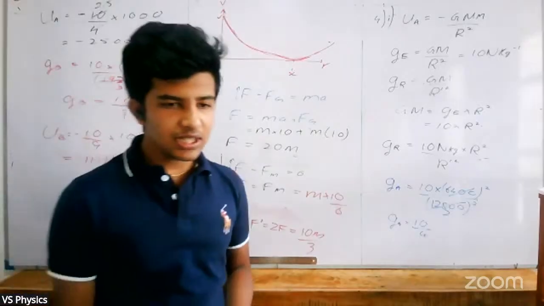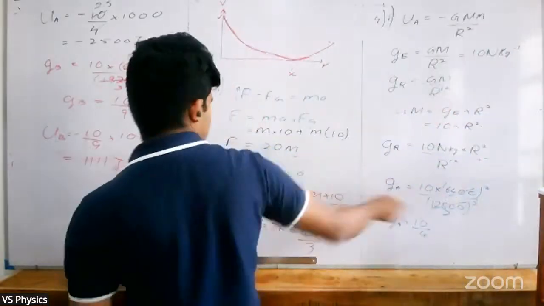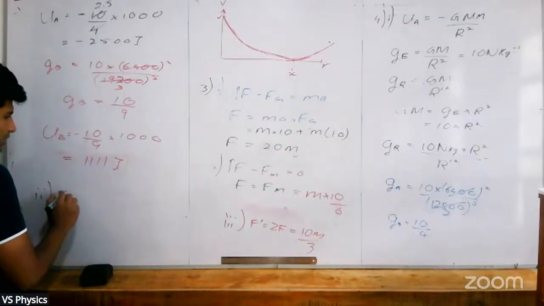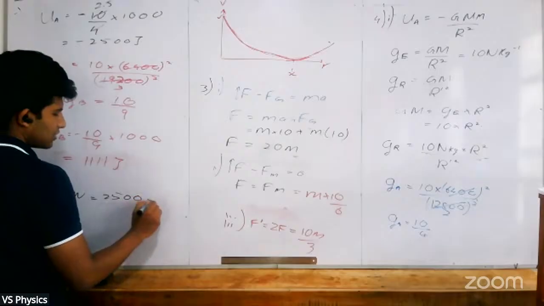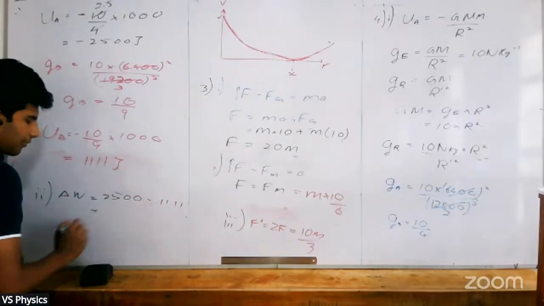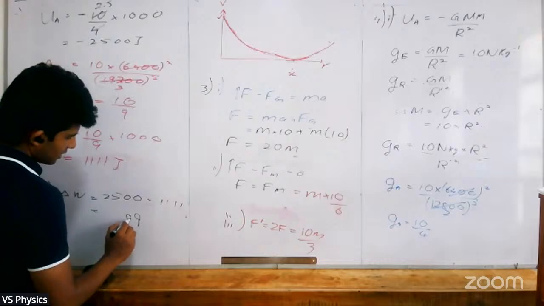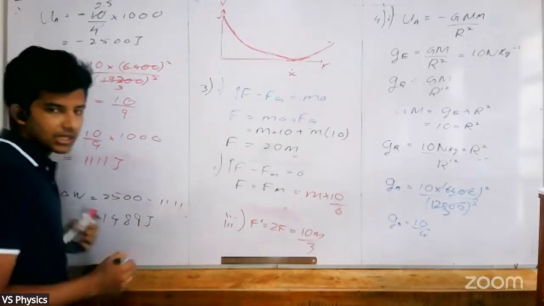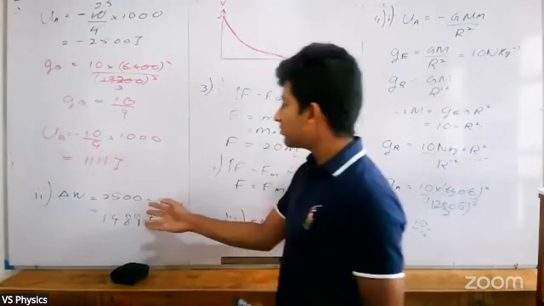What is the minimum work that has to be done in order to move the object from A to B? Subtraction of these two will give you the answer. So for the second one, it is going to be delta work is equals to 2,500 minus 1,111. අපිට එනවා 1,489 joules. We need 1,489 joules of work to move it from A to B.